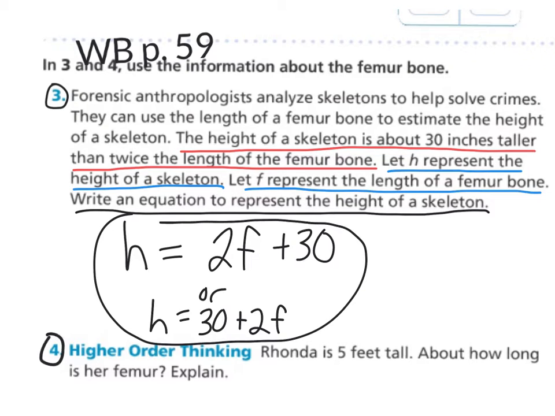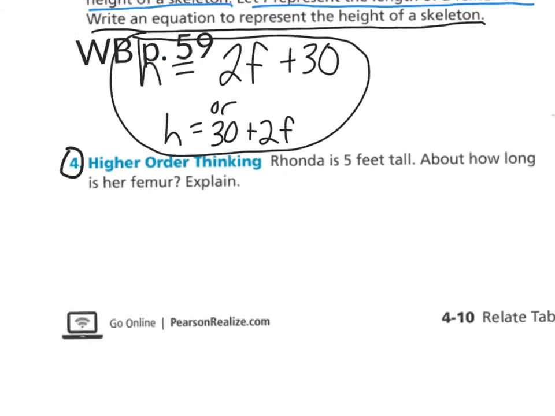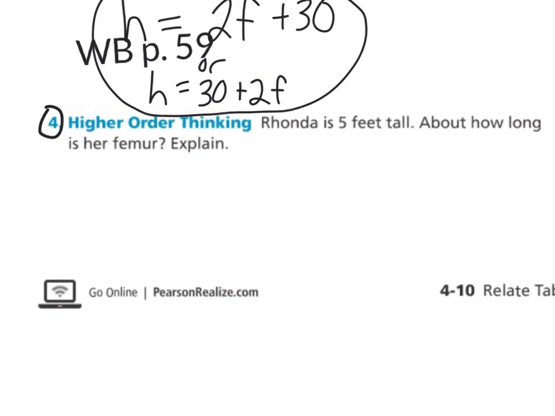Okay? And they're not asking us to figure anything out here. They're just asking what the equation is. You know, from there you could say, well, what if the femur bone was 20 inches long? Then you could figure out they would have been 70 inches tall. Okay, for example. If we look at number 4, oh, and here's the follow-up, sorry.